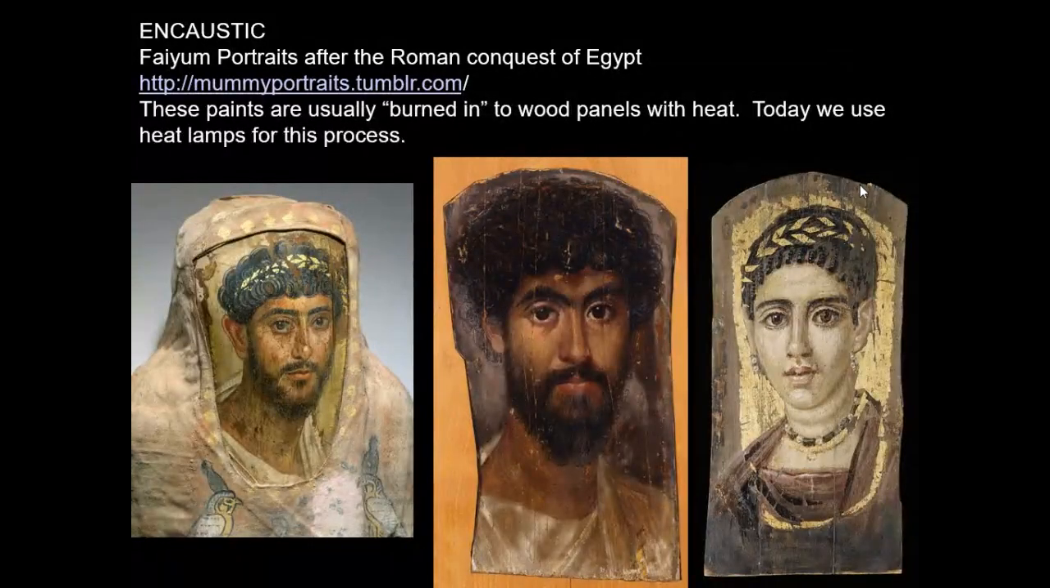Paints themselves can be used to create a different variety of visual effects. This is the encaustic paint, and these examples come all the way from ancient Egypt when it was part of the Roman Empire. And so these are actually mummy cases, but instead of being done in what we're used to thinking of as the traditional Egyptian style, they look like Roman portraits.